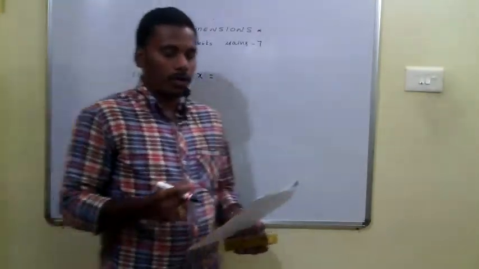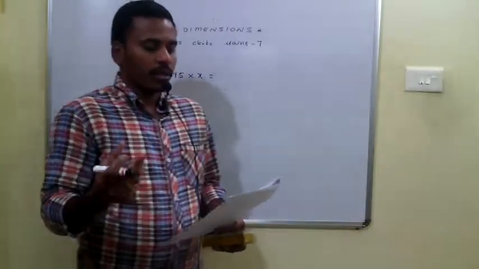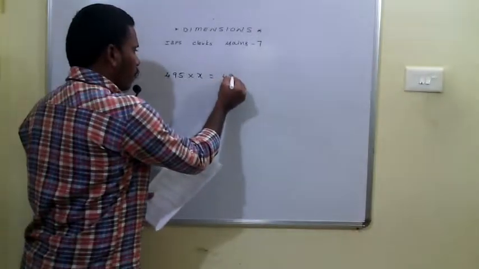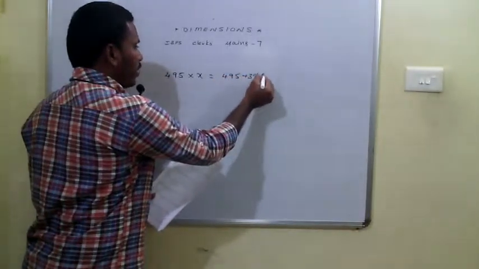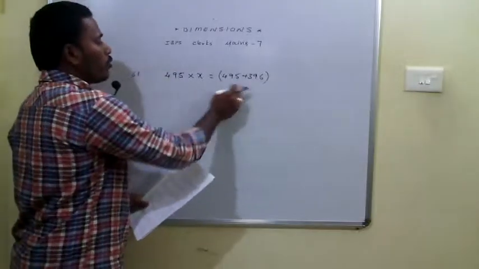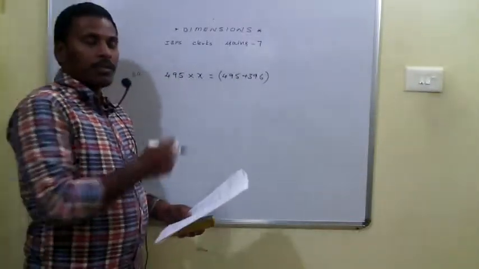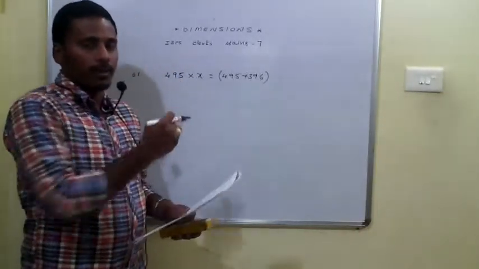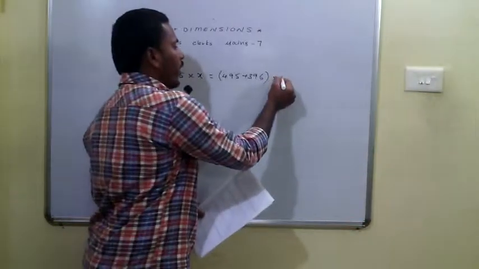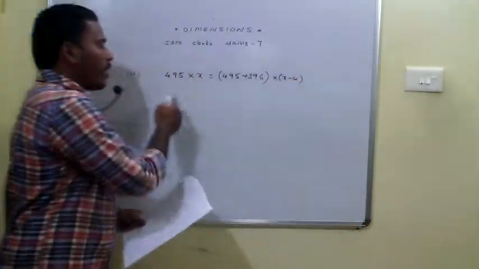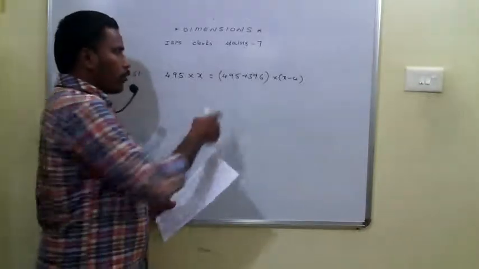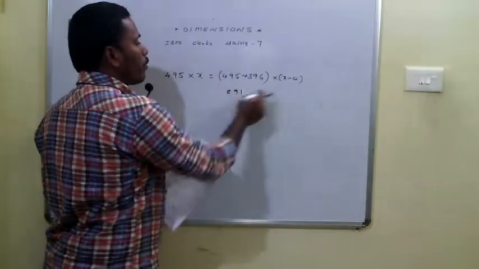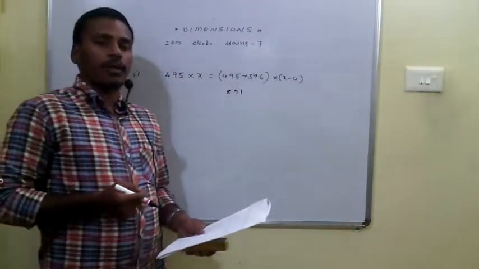But what happens on a particular day? With these 495 students, 396 students from a nearby school join these people. So now it is 495 plus 396. Each student will get 4 sweets less than the original x. Now each student will get x minus 4 sweets. So 495 plus 396, which is nothing but 891. The number of sweets per student is x minus 4.